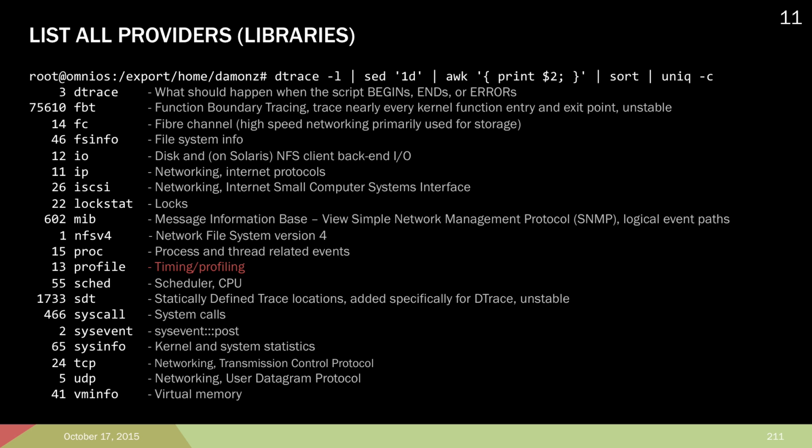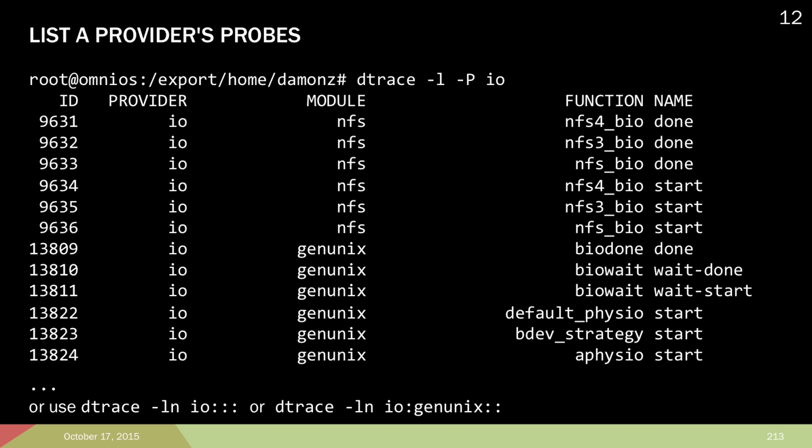Most probes simply fire, but the profile provider gives us probes that: one, can profile the system at a user-defined rate, say 997 Hz, and two, can execute after a user-defined amount of time, say after 1 second. Last, there's SDT, which stands for Statically Defined Tracing. These probes were added to the kernel by kernel engineers for the sole purpose of exposing kernel state and actions to DTrace. Use dtrace -l -P and specify a provider to view probes for that provider.